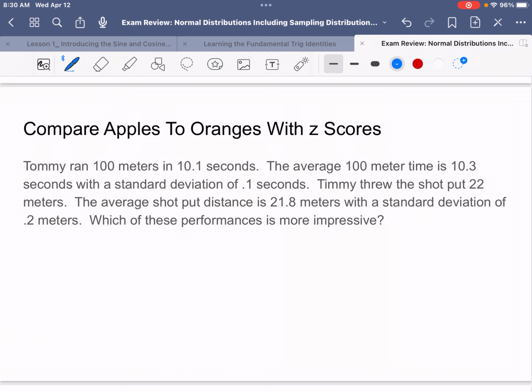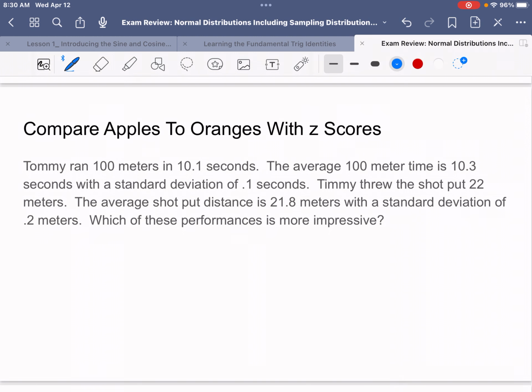They like to go here every now and then in a multiple choice question, or sometimes like part A or part B of a free response question. Tommy ran 100 meters in 10.1 seconds. The average 100 meter time is 10.3 seconds with a standard deviation of 0.1 seconds. Timmy threw the shot put 22 meters. The average shot put distance is 21.8 meters with a standard deviation of 0.2 meters. Which of these two performances is more impressive?